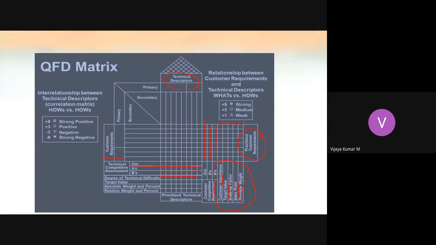Here, to prioritize the customer requirements, we mentioned these 1, 2, 3, 4, 5 parameters. Similarly, for the technical descriptors or technical competitive assessment, you have different parameters. This is the degree of technical difficulty, what is the target value, what is the absolute weight and percentage, and what is the relative weight and percentage.